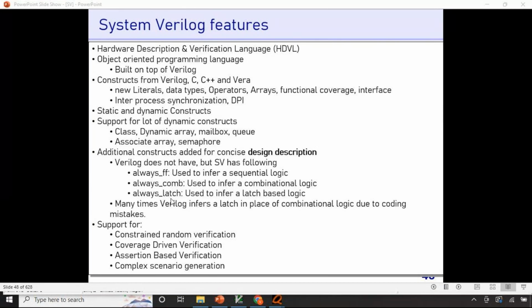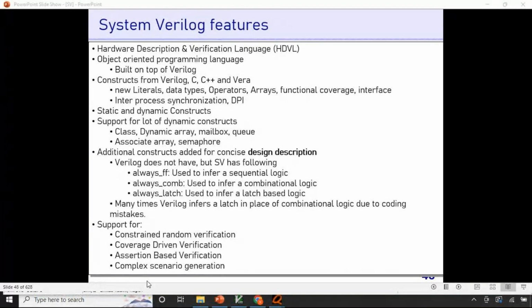You remember in Verilog there is a concept where if you don't write the default of the case statement, or the else case of the if statement, what does it result in? It can result in an additional latch. By using this, you can avoid that. If you want only combinational, you write always_comb.